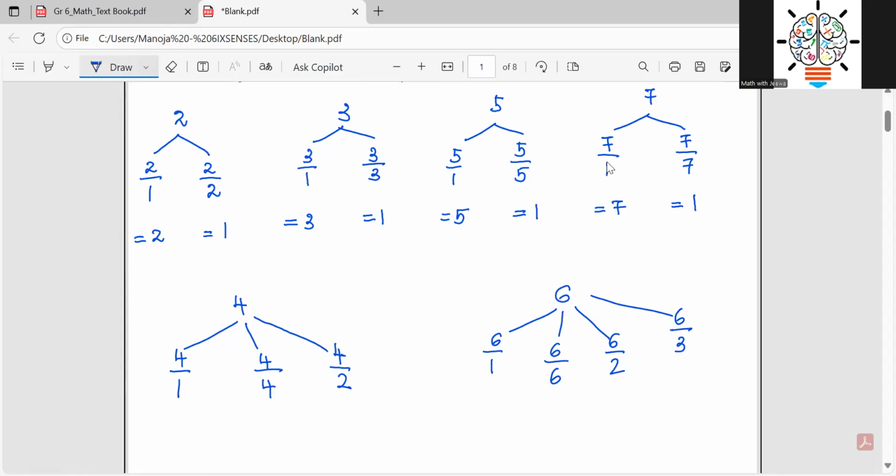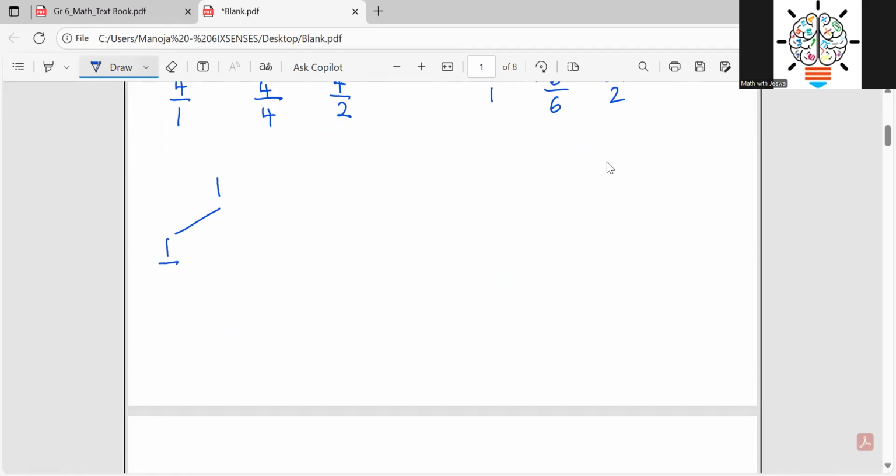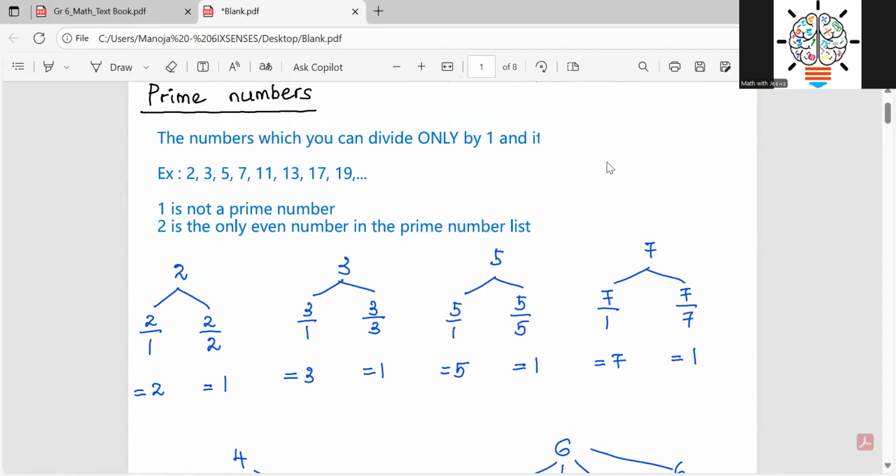So I said that 1 is not a prime number. I will show you why. When you take 1, 1 divided by 1 and 1 divided by itself, can you see any difference here? To be a prime number, the eligibility requirement is that it should be divided by 1 and by itself. That's the eligibility requirement to be a prime number out of all the other numbers.